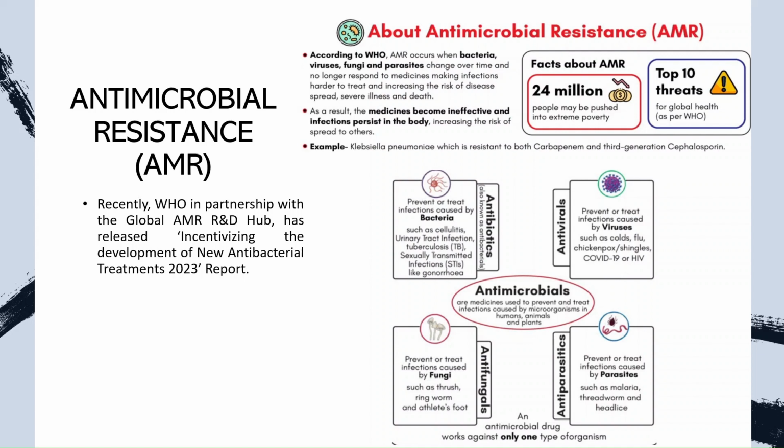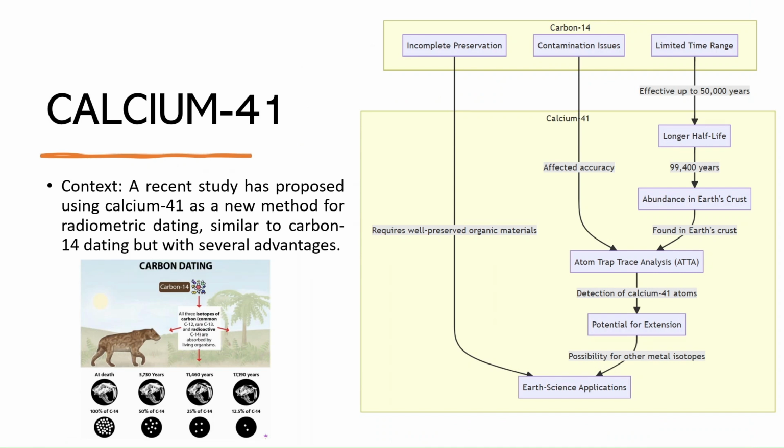So, this is enough on the topic AMR as far as your prelims exam is concerned, right? Next topic is on the radiometric dating and the recent breakthrough involving the calcium-41 isotope. But first, let's understand what radiocarbon dating is.